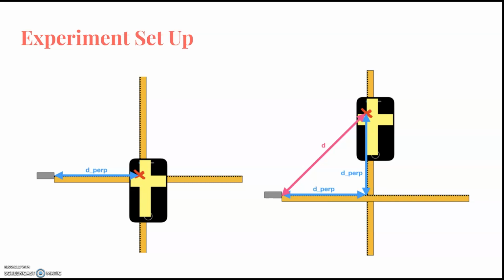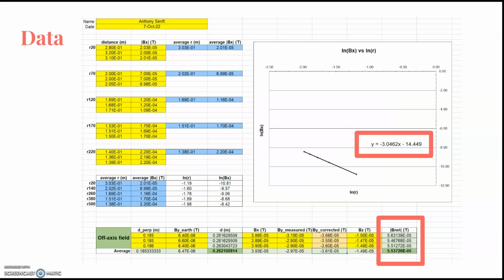So in this experiment in particular, we took some measurements from D-perp, so with the cell phone measuring device perpendicular to the magnet, and then from D-perp, where it was kind of at a 45-degree angle. It's important to note that we also adjusted for magnetic north in this lab, and I'll go into why a little bit later. So here's my data.